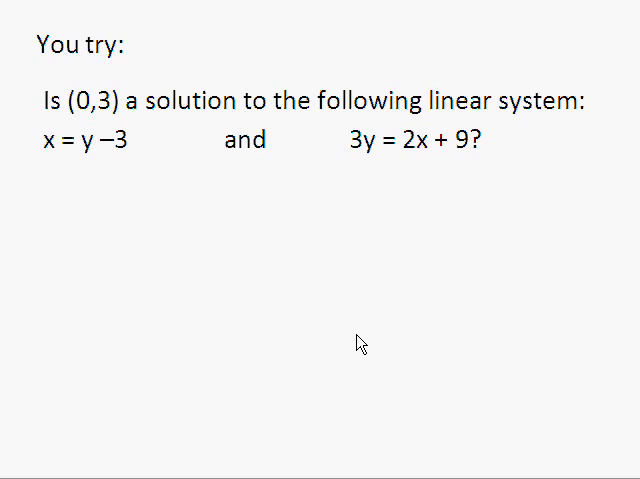Go ahead and try this one on your own, pressing pause, and when you're ready to see the answer, please press play.